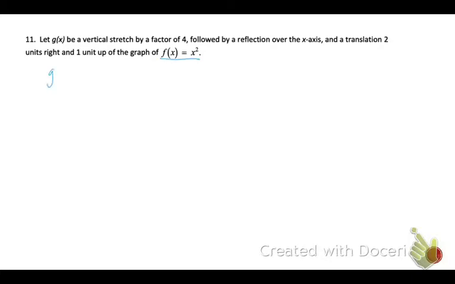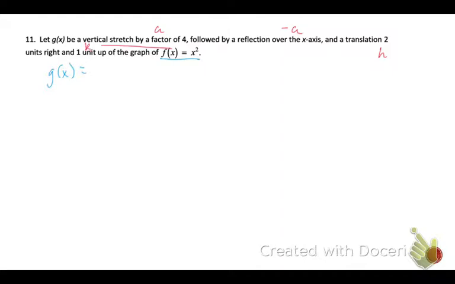So we'll start it, and we'll say g of x equals, and we want to first do a vertical stretch by a factor of 4. And so we know that that is our a value. So we're going to have an a value of 4, a reflection over the x-axis, so that'll be a negative a value, so a negative 4, a translation 2 units right, and so that is our h value, and then 1 unit up, and that is our k value.